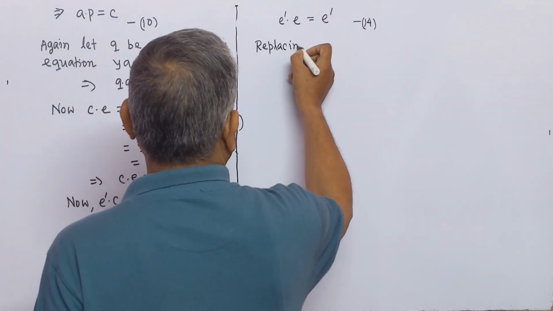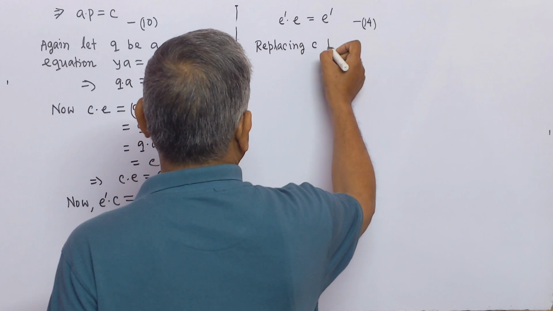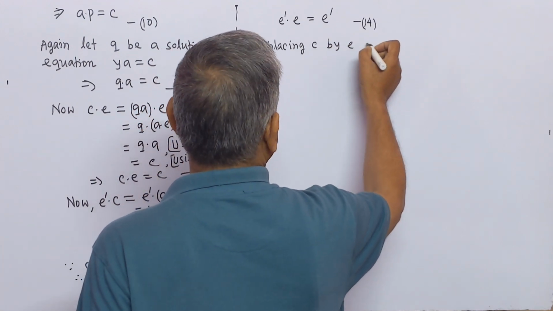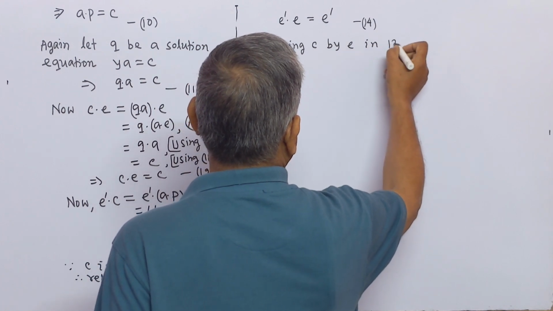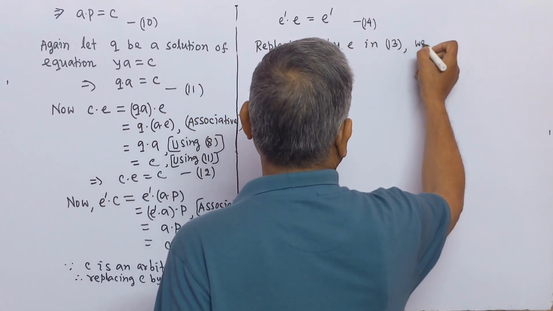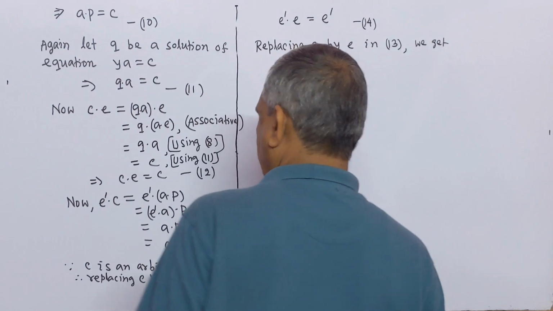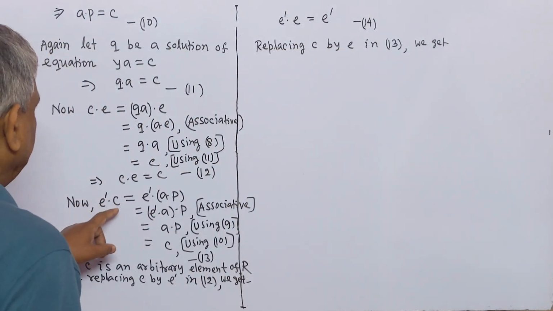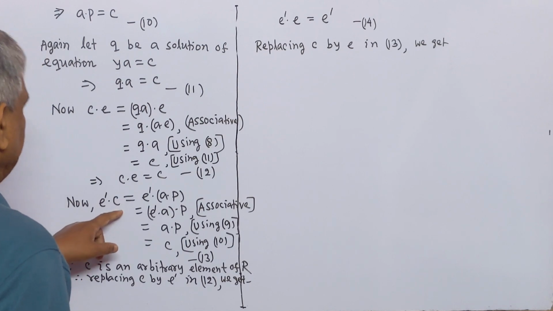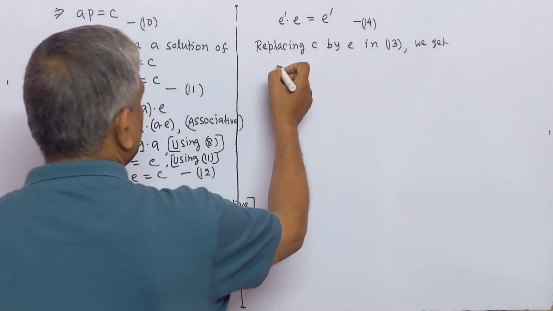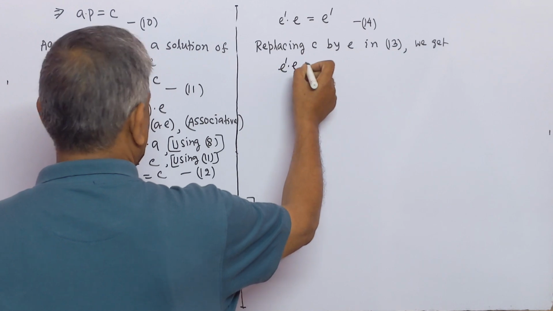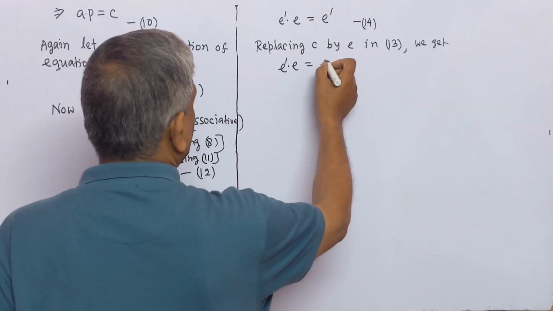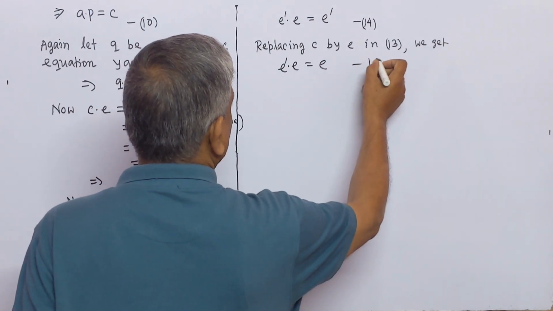Replacing C by E in 13, we get, here in 13 left side is E prime multiply C. In place of C we write E. E prime multiply E. In place of C we write E. This is 15.